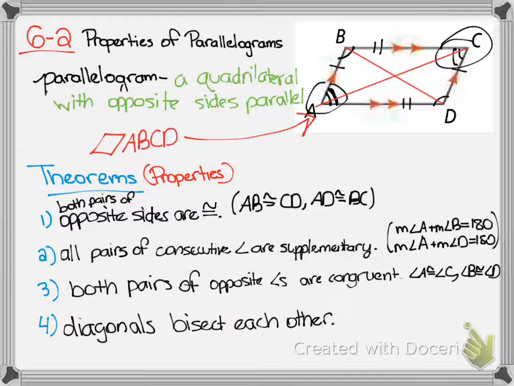And remember, to bisect means it cuts it in half. So for instance, if I labeled this middle point E, AE is congruent to EC, BE is congruent to ED. The diagonals bisect one another. So AE is congruent to EC, and then BE is congruent to ED. So diagonals bisect one another. So those are all the properties for parallelograms. I told you this one wasn't going to be too long.